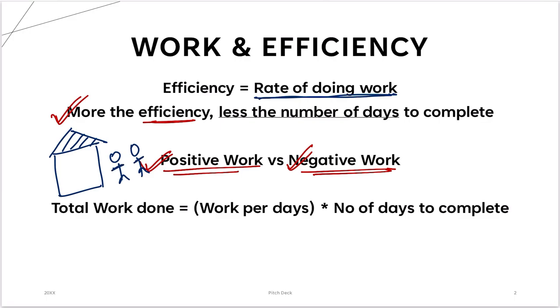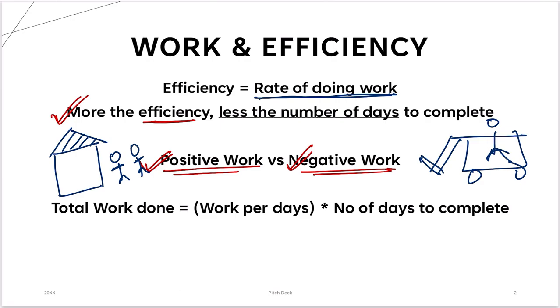But there's another person with a JCB, a heavy machinery, and the person is coming to destroy the house. What is he doing? His contribution is negative. The person who is building a house is putting some bricks, but the person who is destroying the house is removing those bricks. So his work is negative work, and the person who is building the house is doing positive work. I hope these two things are clear.